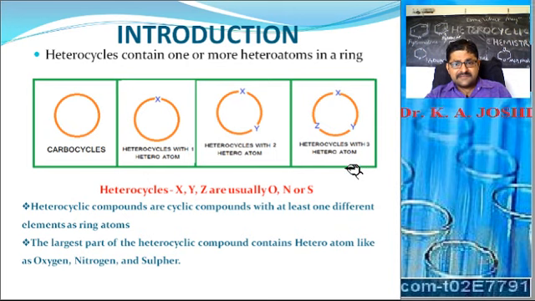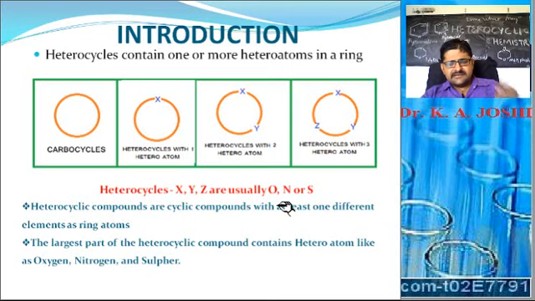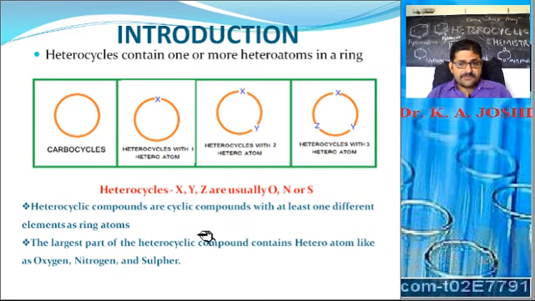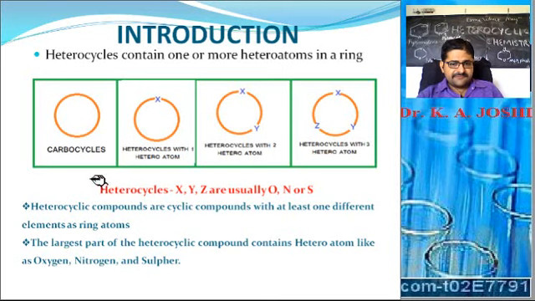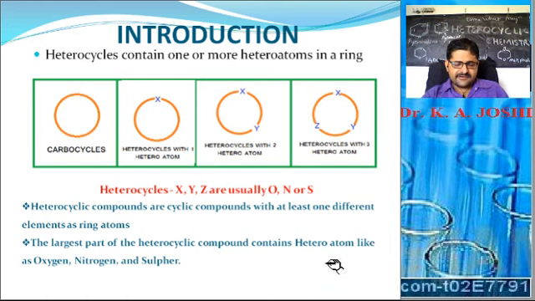Now heterocycles with 3 heteroatoms. 1,2,4-triazole is an example of 3 heteroatoms. Generally in heterocycles we can use oxygen, nitrogen and sulfur. Another definition: heterocyclic compounds are cyclic compounds with at least one or more different atoms in a ring, and the largest part of heterocyclic compounds contain heteroatoms like oxygen, nitrogen, sulfur. Friends, I hope you understand properly what heterocyclic compounds are.